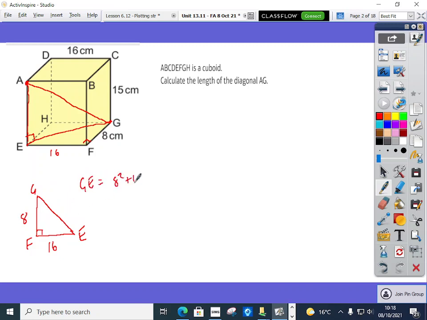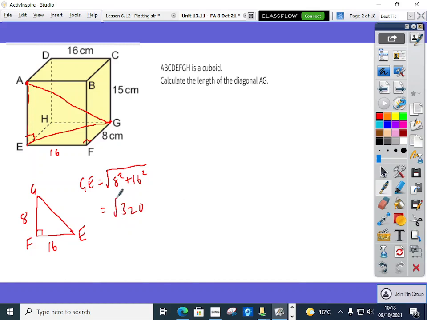So if I'm finding GE, this is just simple Pythagoras, where you square the numbers. 8 squared plus 16 squared, because it's the hypotenuse, you add them, then you square root. I'm just going to check that on my calculator, 8 squared plus 16 squared. You can do this directly on your calculator, you get 320.